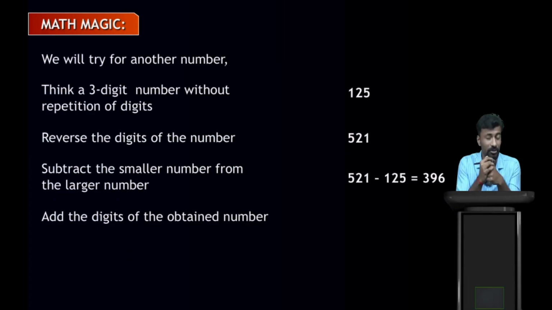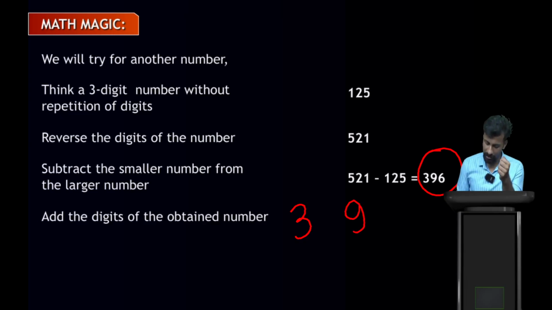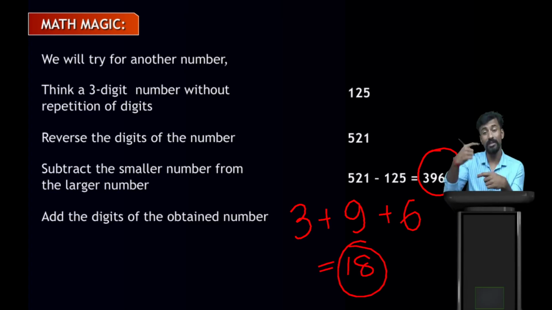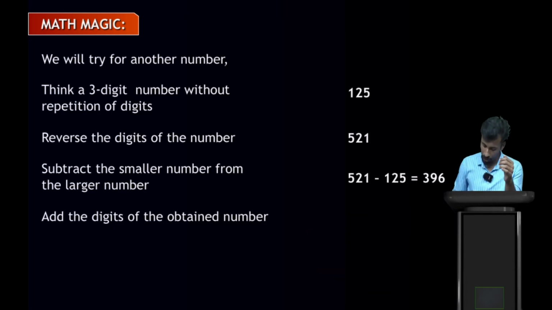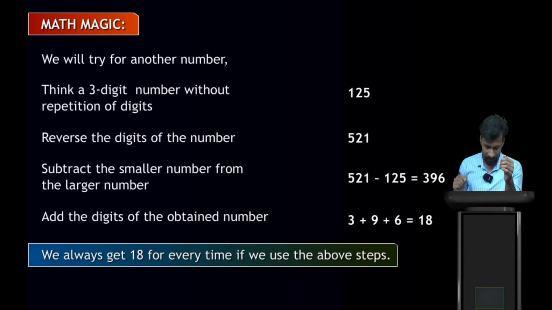Add the digits of the obtained number. That's our last step. So the digits are 3, 9 and 6. Just simply add them. 3 plus 9 is equal to 12. 12 plus 6 is equal to 18. So in the previous case, we got 18 as our result, and now again we are getting 18 as our result. These are our last steps.